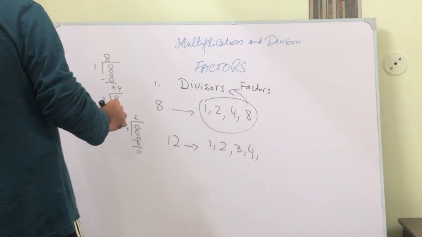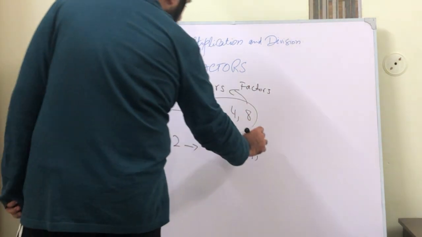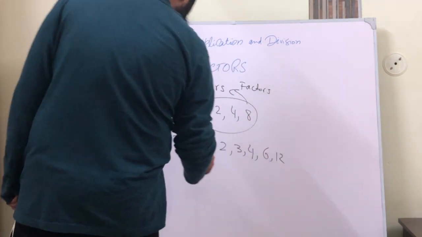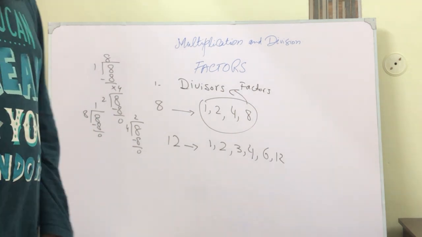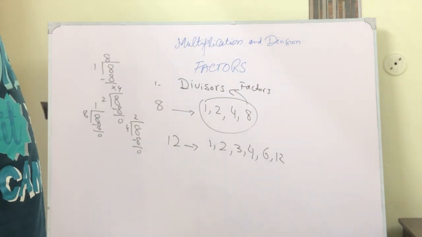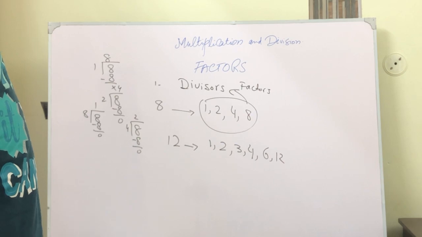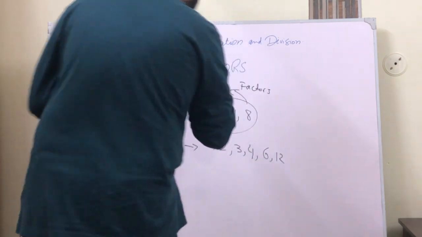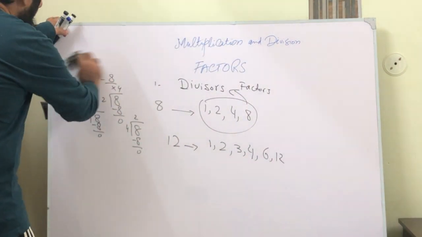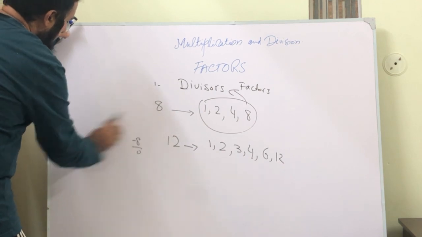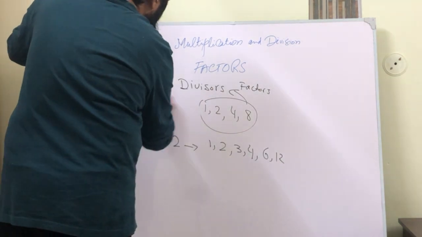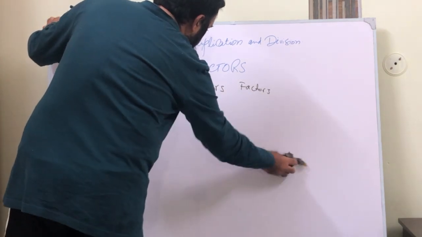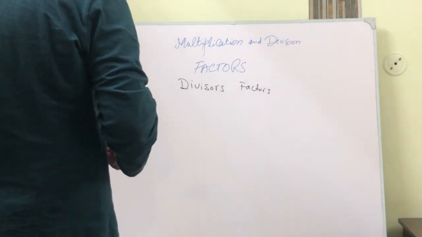Then 12 divided by 6. 6 2s are 12. So remainder is 0. Then comes 12. 12 1s are 12. Okay. 1, 2, 3, 4, 6, 12. These are such divisors where we get 0 remainder. So these are the factors for number 12. We'll be going through some more examples so that you have more clarity on the topic factors.